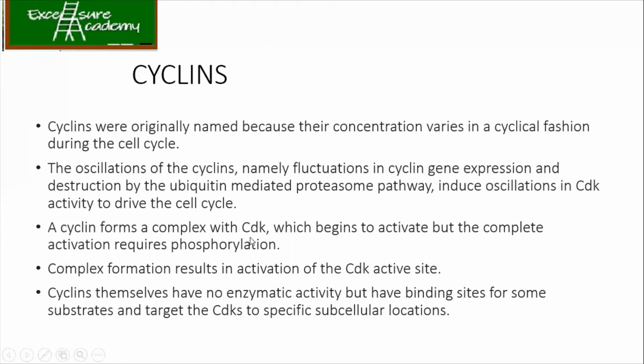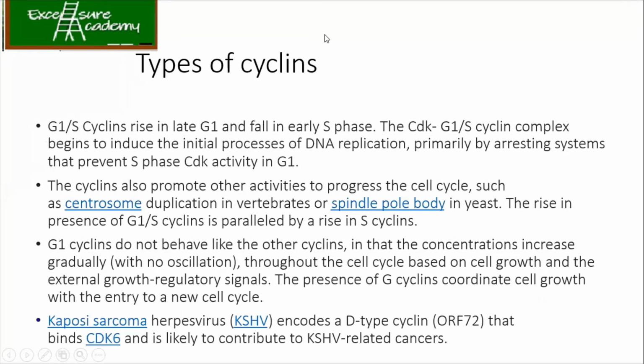So cyclins form a complex with the CDK, it gets activated, and its activation is only complete after phosphorylation. Okay. So cyclin and CDK bind together. The cyclins themselves have no enzymatic activity but have binding sites for some substrates and target the CDK to specific cellular locations. So what are the types of the cyclins?